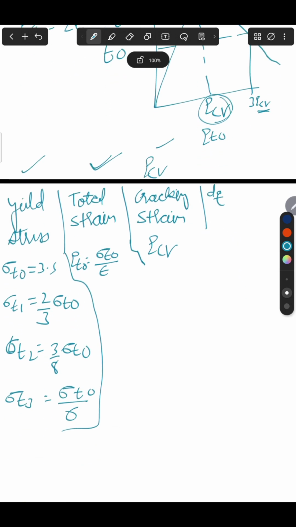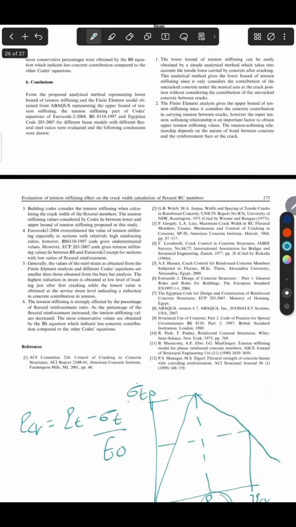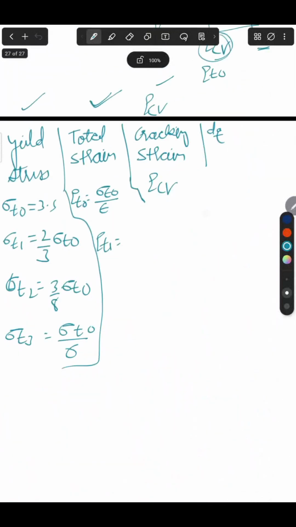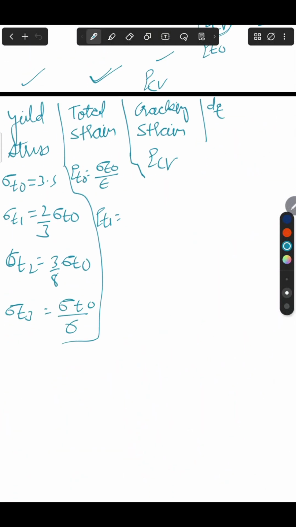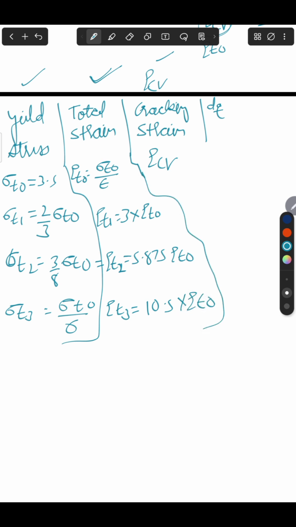So for 2 by 3 sigma T naught we have some value of strain, that is, let me write it, 3 into ET naught, and for the second value ET2 we have 5.875 ET naught, and last ET3 we have the value 10.5 into ET naught.